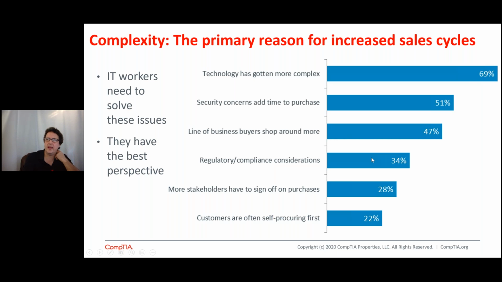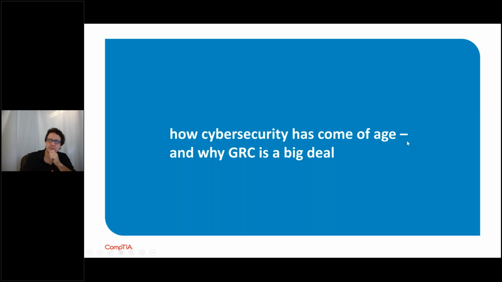We did a survey where we asked why there's an increased sales cycle when it comes to emerging technology, and people are saying, well, things are kind of complex. Tech has gotten more complex, and we're worried about security concerns. All of these issues are simply restating the idea of technical debt in many ways, or the fact that we're not including IT workers properly at the beginning of the design of a solution. So we need to solve these problems.